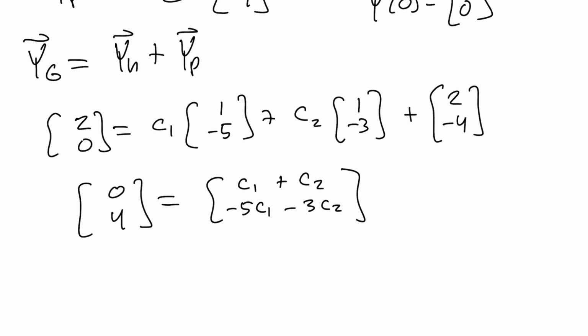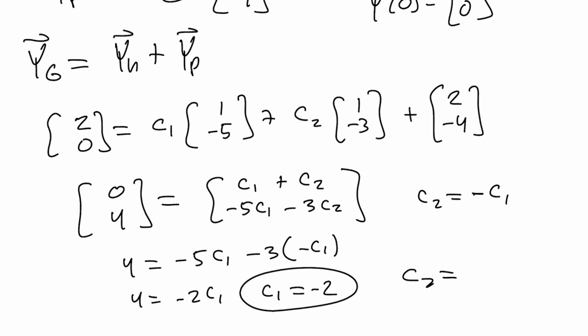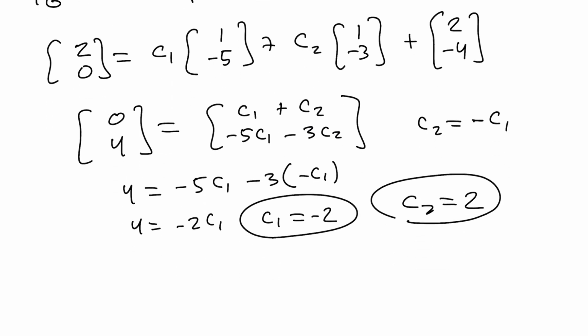It appears from the top row that C1 and C2 are equal to each other, but with opposite signs. And I believe we'll just say that C2 is negative C1. And so 4 is negative 5 C1 minus 3 C2, which is negative C1. And that means that 4 is equal to negative 2 C1. So C1 is negative 2, and C2 then would have to be positive 2, doing the algebra.